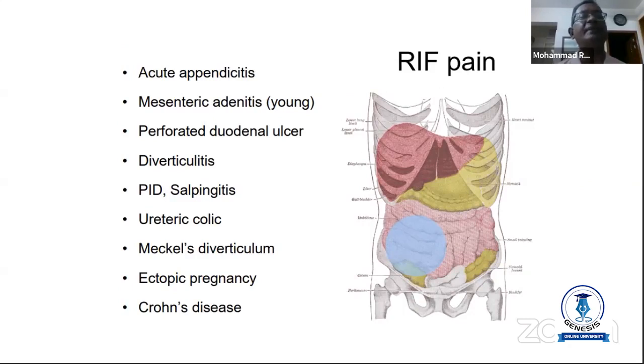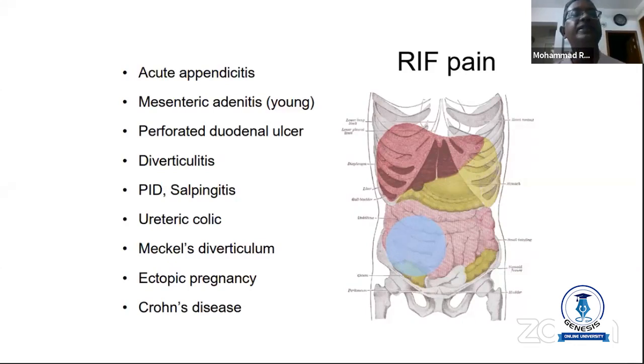One of the beauties of mesenteric adenitis: if the patient shifts to the left side, it will produce pain on the left side. If the patient shifts to the right side, the patient will have pain on the right side. If the patient stands, the pain will go down. If the patient is upside down, the patient will feel it above. So mesenteric adenitis pain will move with the movement of the patient.